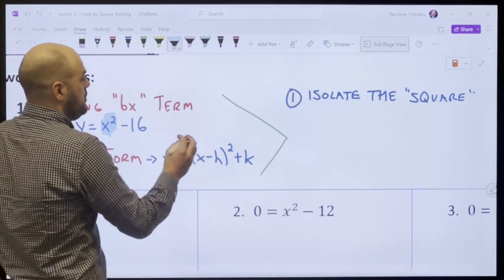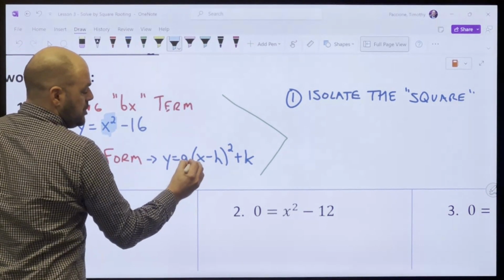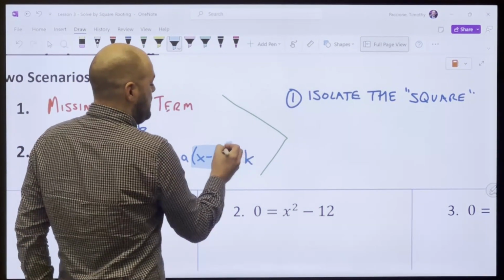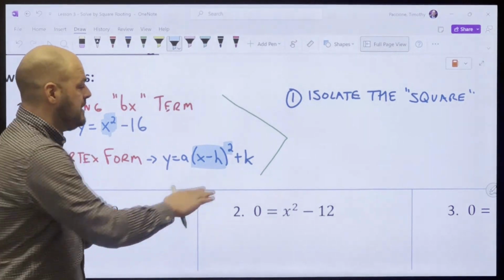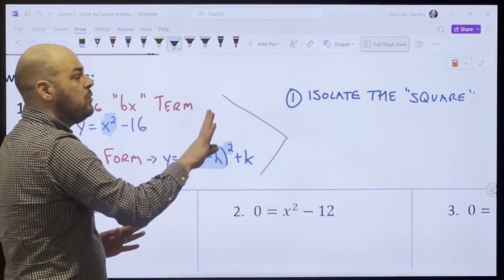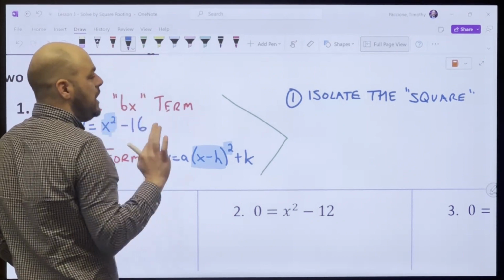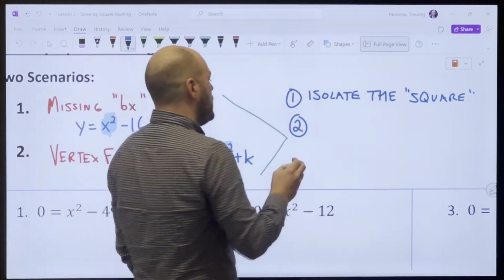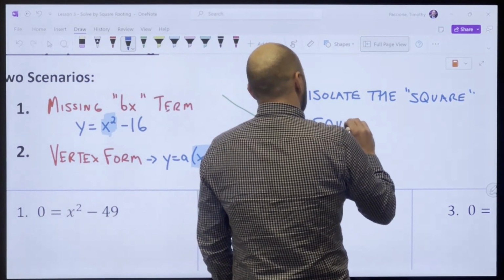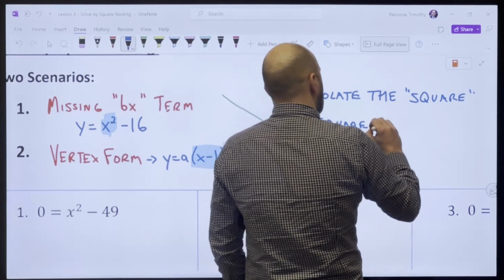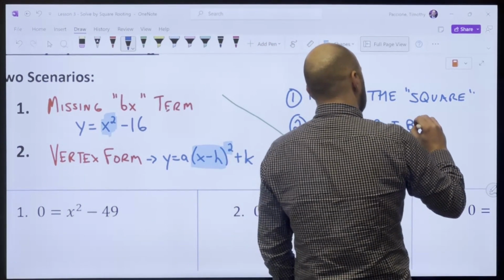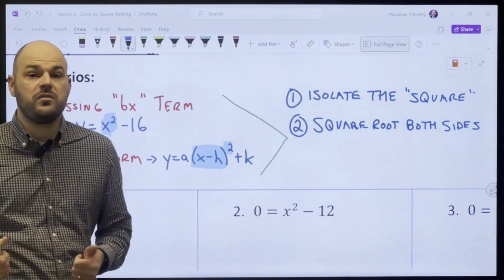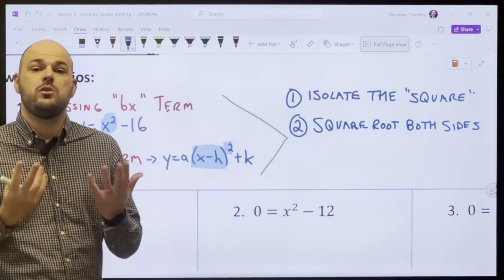Now, in this situation, I would isolate the square. Well, what's being squared? This is being squared. X minus h is being squared, right? That's what's being squared. So that's what I'm going to get by itself. So that means I need to move the k, move the a, right? And we'll talk about how to do that. Okay, so once you've done those, right, you've isolated the square, now you're ready to square root both sides. Okay, you square root both sides. Make sure you plus or minus, because when you square root, you plus or minus.